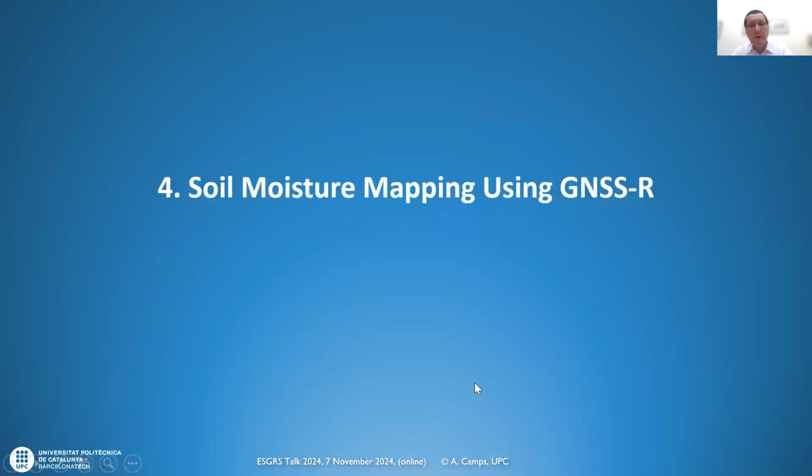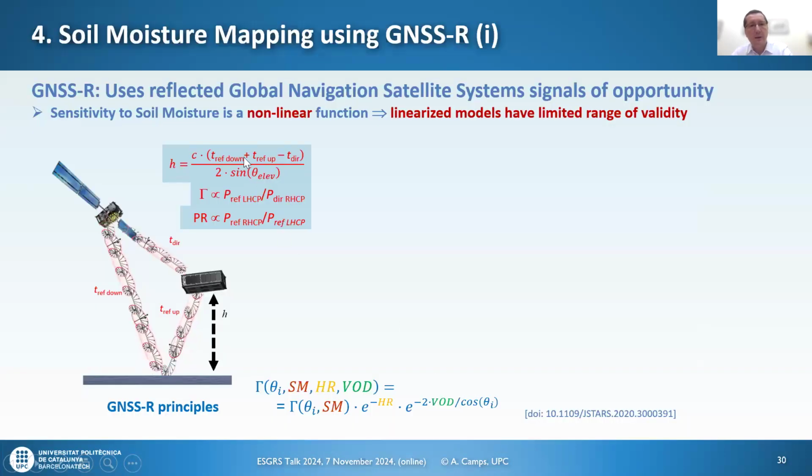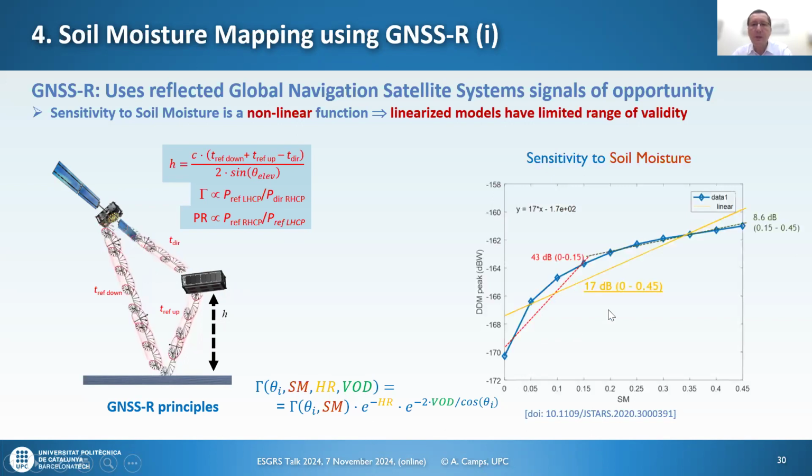Okay, and now GNSS-R, quickly, I commented already on this. In GNSS-R, what we measure is the reflectivity as the ratio of these two powers, and the reflectivity is a function of the soil moisture, the surface roughness height, and the vegetation optical depth. So the sensitivity to soil moisture is extremely non-linear.